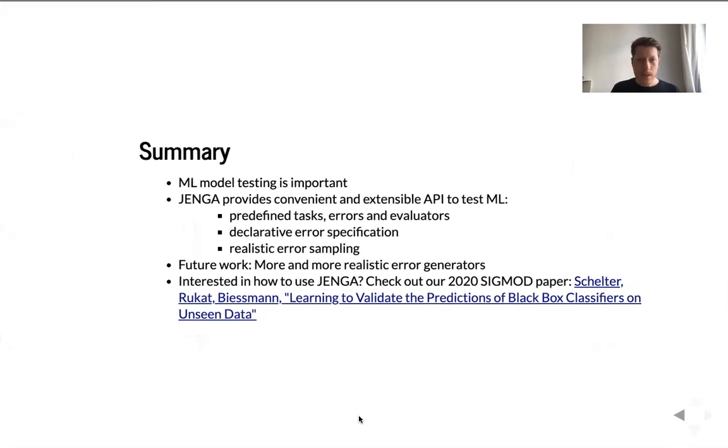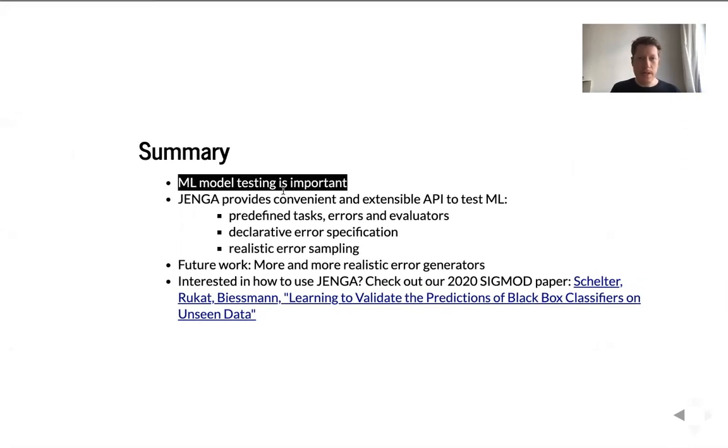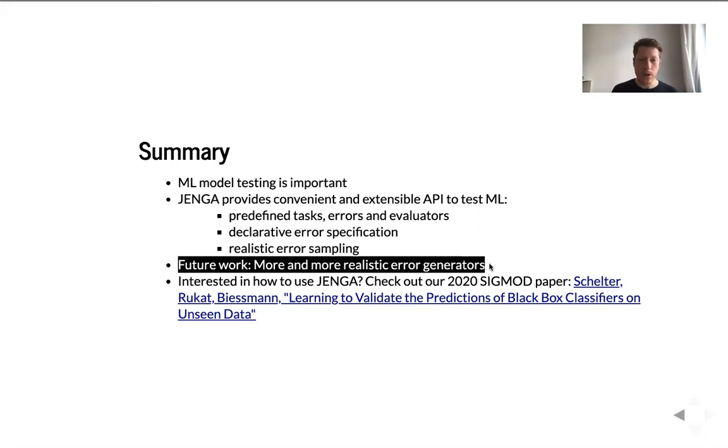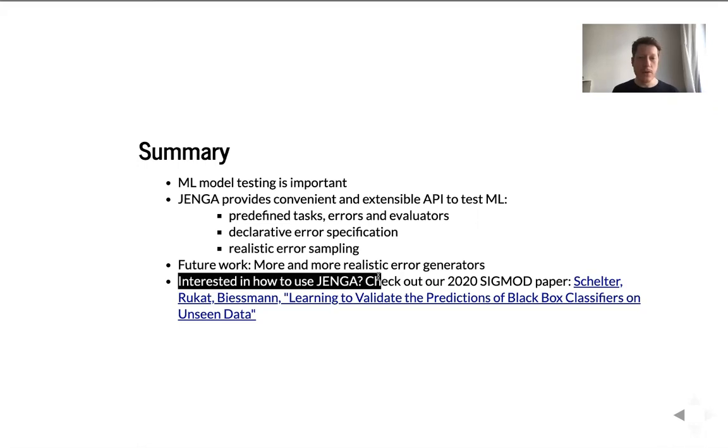or tasks. To summarize, I hope I could convince you that machine learning model testing is important, and I hope you will find Jenga useful because it provides convenient and extensible APIs to test machine learning models with predefined tasks, errors, and evaluators, with declarative error specification and with realistic error sampling. In future work, we want to work on more and more realistic error generators. And if you're interested in how to use Jenga for your research, you can check out our 2020 SIGMOD paper, Schelter, Rukat and Biessmann, Learning to validate the predictions of black box classifiers on unseen data.